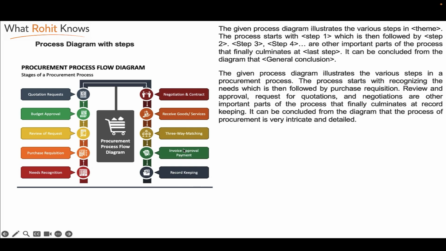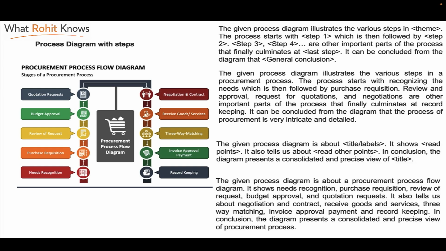Now, if you note, I haven't mentioned invoice, three-way matching, receive goods and services, because if there are too many steps, you can't cover all of them. So just pick some that help frame your response. As in our case, we picked a couple from the beginning, then the next few, and then finally we acknowledged the last step. And it can be concluded from the diagram that the process of procurement is very intricate and detailed. So this kind of a statement you can actually make about any process, that the process of procurement or process of toy manufacturing, process of assembling electronics is very intricate and detailed.